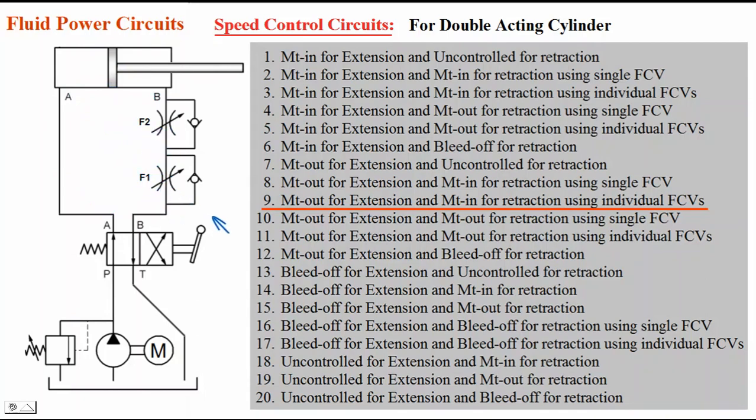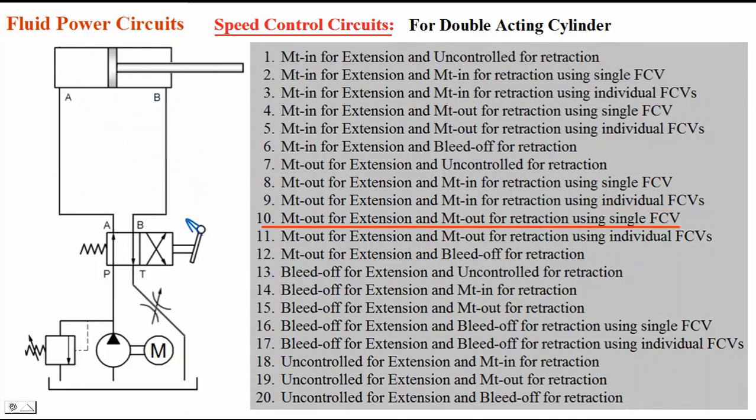So now we shall move to the next circuit. Meter out for extension and meter out for retraction by using a single flow control valve. Now I will keep the flow control valve here, at the T port of the direction control valve. Now whether it may be extension or it may be retraction, the oil which is coming out of the circuit is through this T port. It is flowing back to tank.